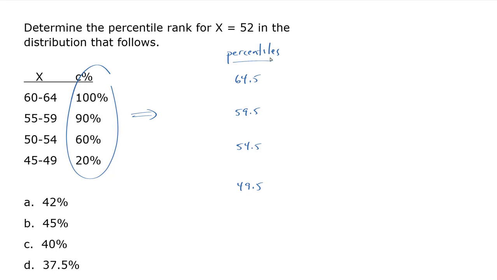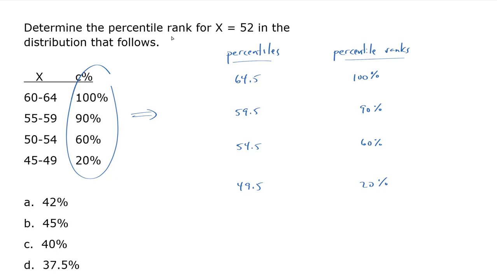Okay, so these are the percentiles that go with the given percentile ranks. And so these cumulative percentages can be thought of or called percentile ranks. So 100% is the percentile rank that goes with a score of 64.5. Not with 60 to 64, but very specifically 64.5. And so on. So 90% goes with 59.5, 60% goes with 54.5, and 20% goes with 49.5.